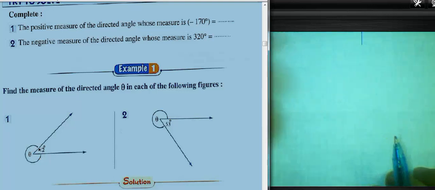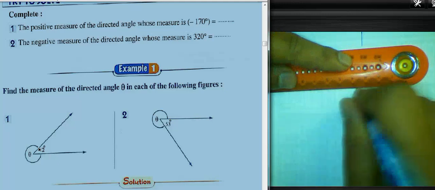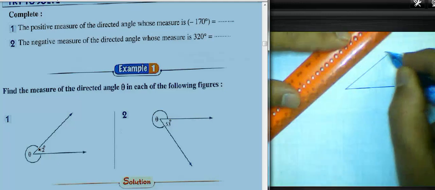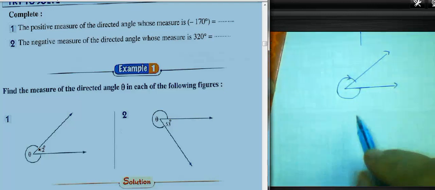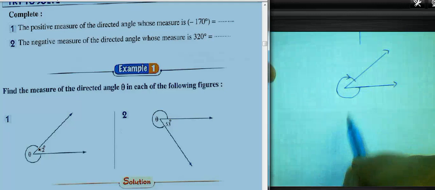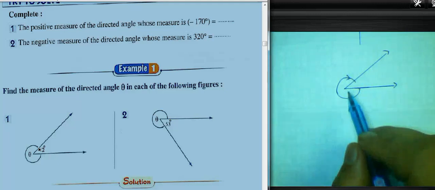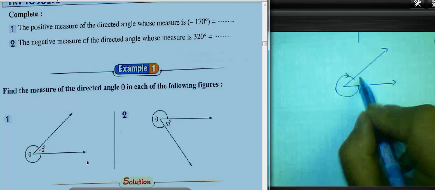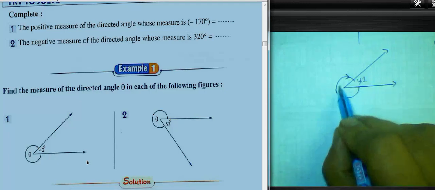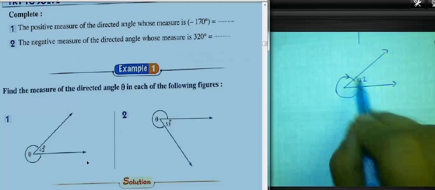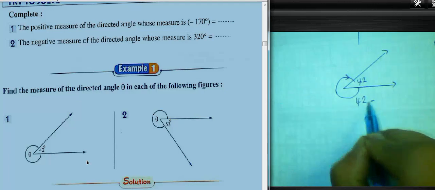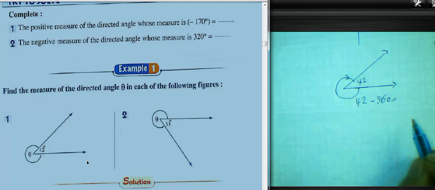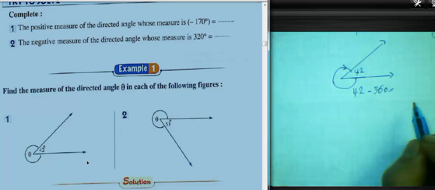I will solve it here. Look at here to understand this question. You must know the direction. The direction coming from this ray to this ray, and this angle is 42. The direction is clockwise, so the measure of the directed angle will be 42 subtract 360, because the direction is clockwise. We can find the result.